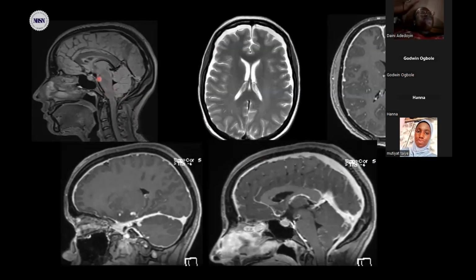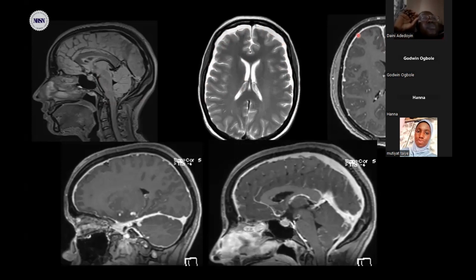You realize that the mamillopontine distance here is reduced, so we look at this T2 axial image and realize that there's a hypointense collection, and the frontoparietal convexity bilaterally with no significant mass effect, and due to the subdural collection that we talked about.